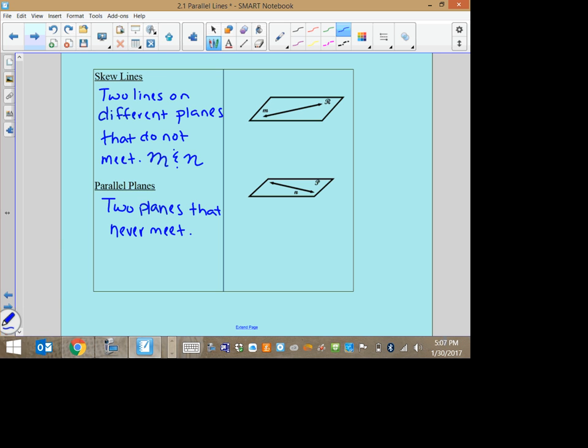It would be like holding a piece of paper above your book. They're two different planes, but if you hold them at the same distance apart the whole way across, they're never going to meet. So they would be parallel planes.